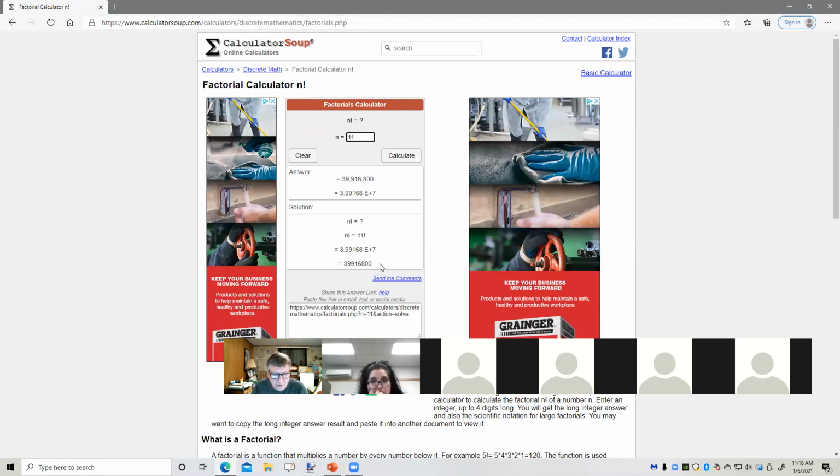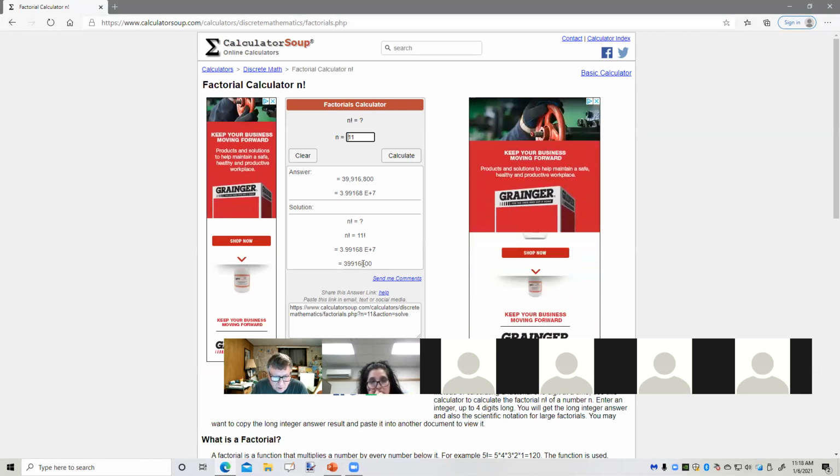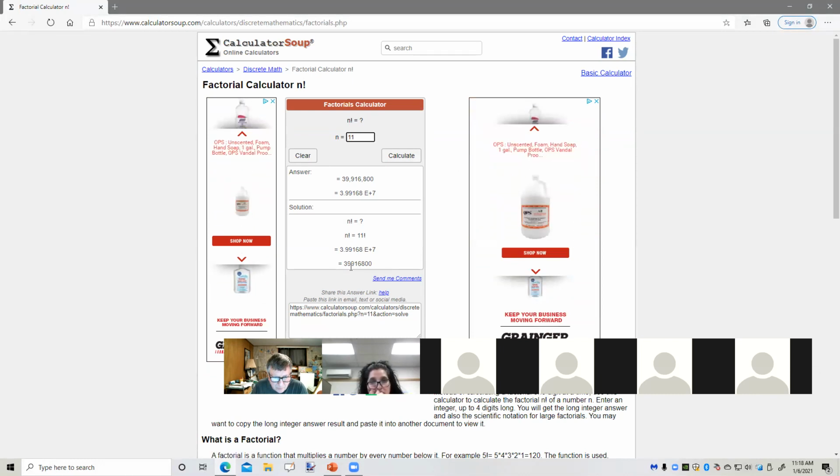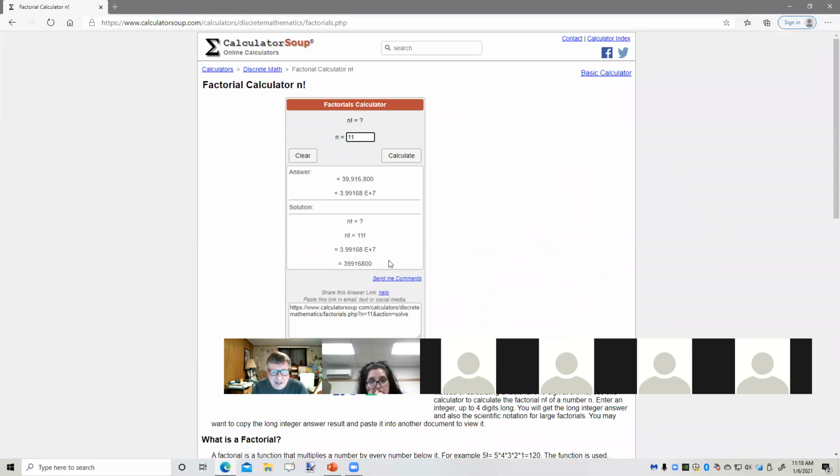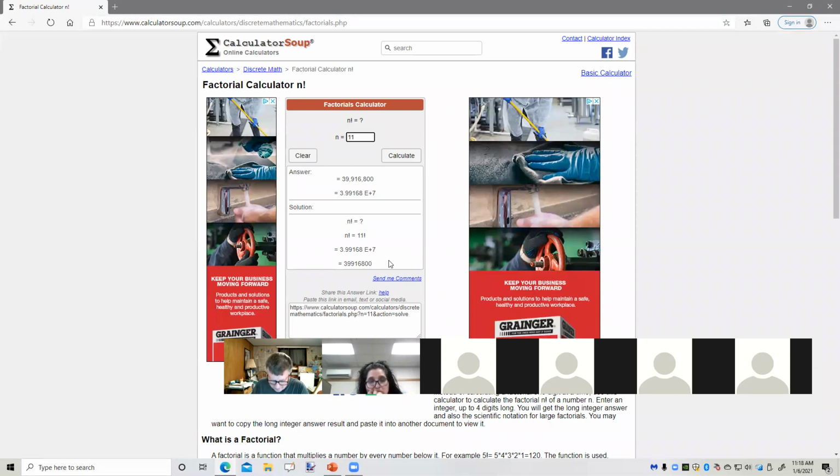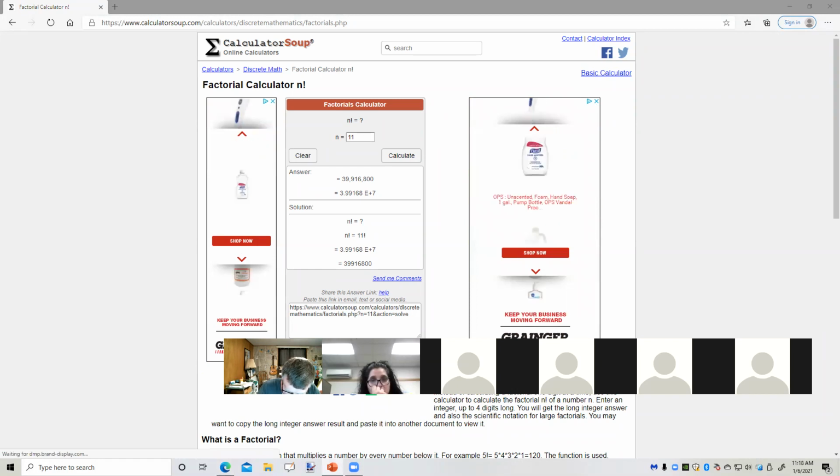Okay, now how do you read that answer? Well, all the way down at the bottom is the full answer, 39,916,800. What they've done here is write it in scientific notation. So it's 3.99168, and then this E plus 7 means it's 3.99168 times 10 to the 7th power. So 11 factorial is, I'm going to write this down on my other screen here.